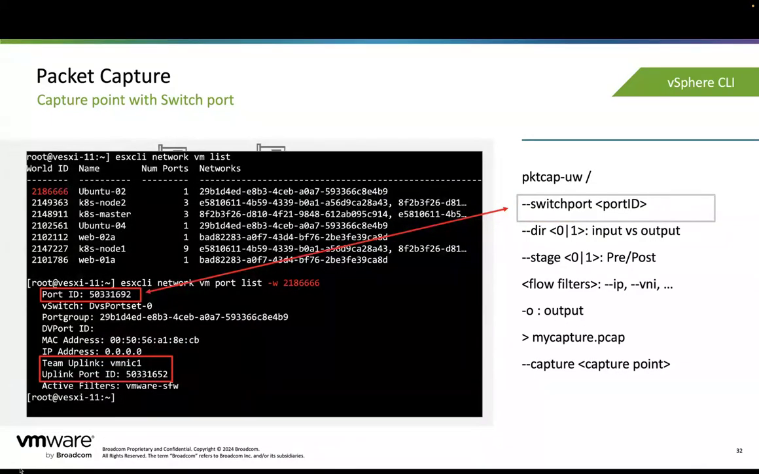With packet capture, here's our ESXCLI. This is in the vSphere command line interface. We have the ability to do a vm port list -w. W would be for the world ID that you can see above there in red. So for the Ubuntu-02 VM, which we can see is connected to one port, we're looking at that particular port ID, 50331692, as the port for that VM. And we can see the VM NIC name there, vmnic1, as well as the uplink port ID.